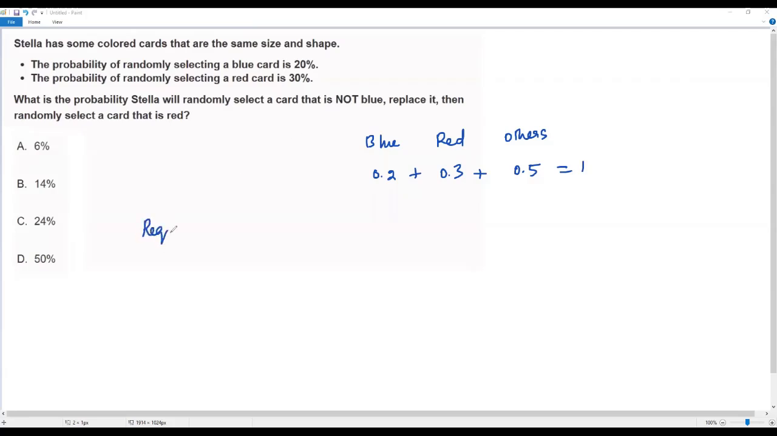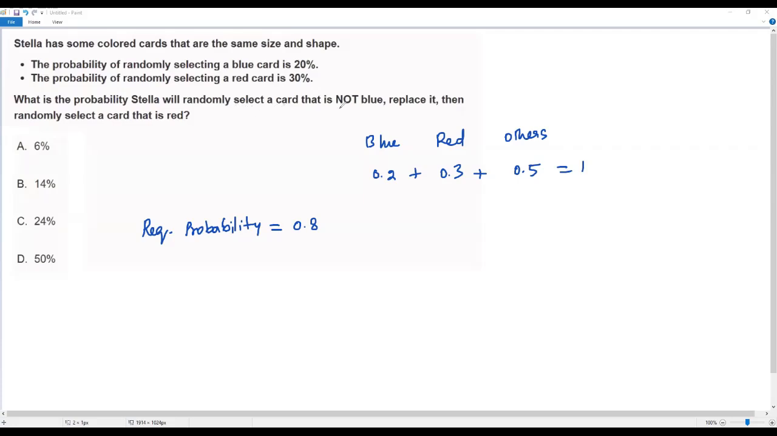Okay, now let me write it. Required probability equals, okay, first let me find the probability of selecting a card randomly that is not blue. When I select a card randomly and it is not blue, what's the probability? If it is not blue, then to get the probability we have to add these two, 0.3 and 0.5. Because if it is not blue, we should not consider this one, we have to consider the rest. So 0.8 is the probability for selecting a card randomly that is not blue.